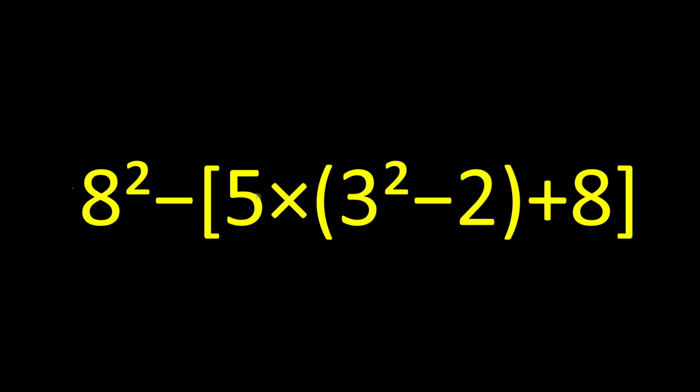8² − 5 × (3² − 2) + 8 is genius. Can you solve this math problem within 10 seconds? Your time starts now.